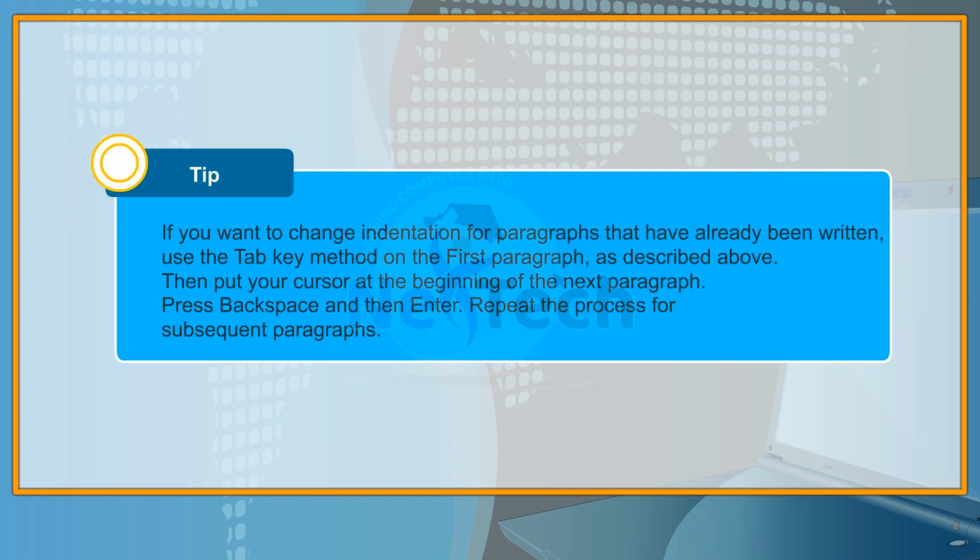Tip: if you want to change indentation for paragraphs that have already been written, use the Tab key method on the first paragraph as described above. Then, put your cursor at the beginning of the next paragraph. Press backspace and then enter. Repeat the process for subsequent paragraphs.